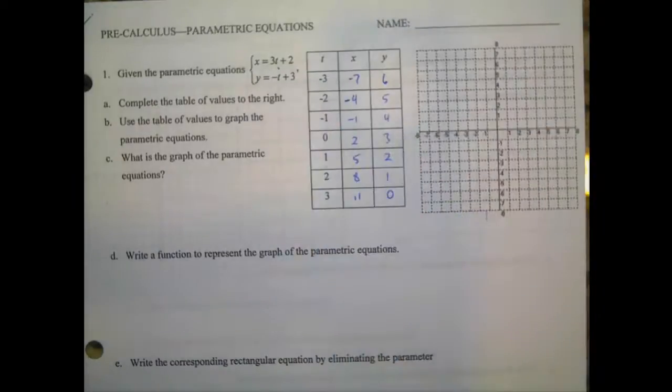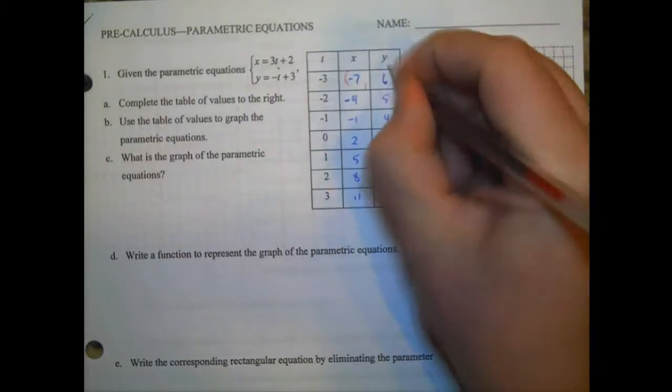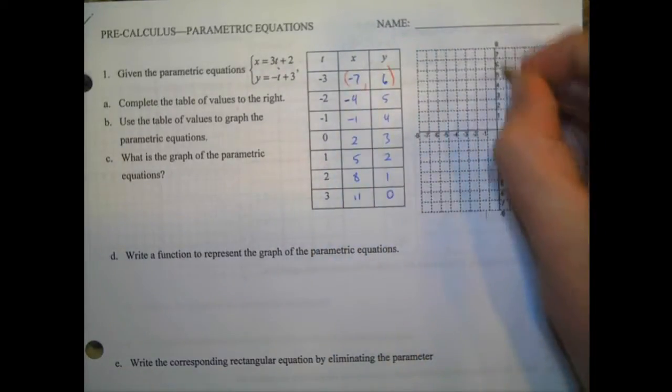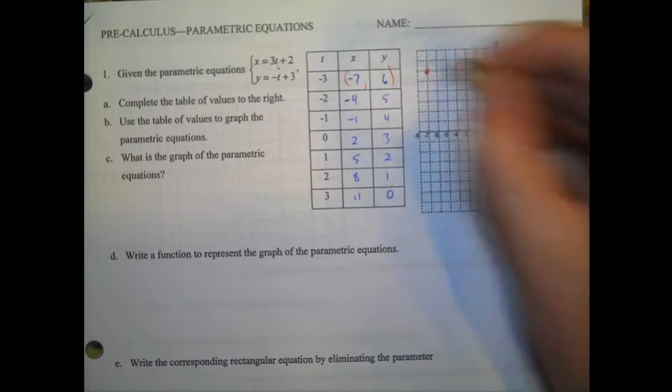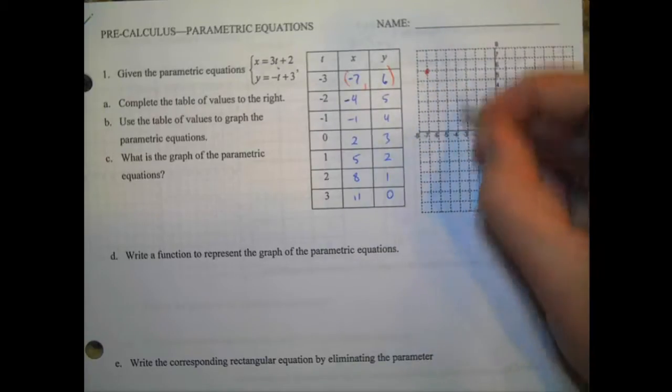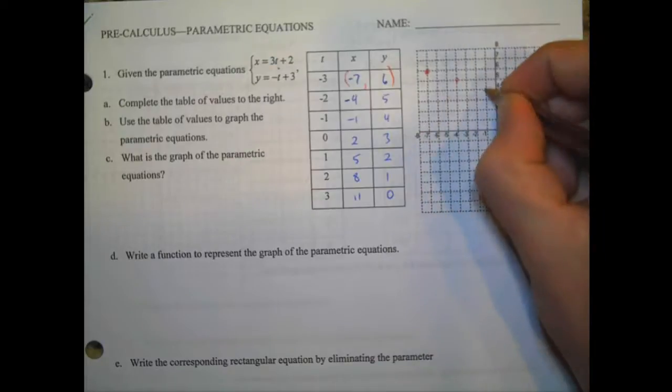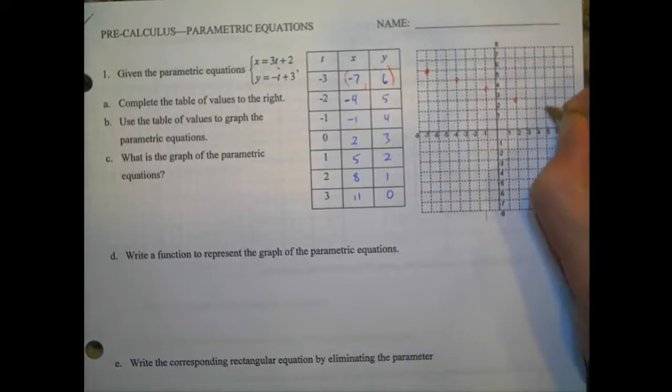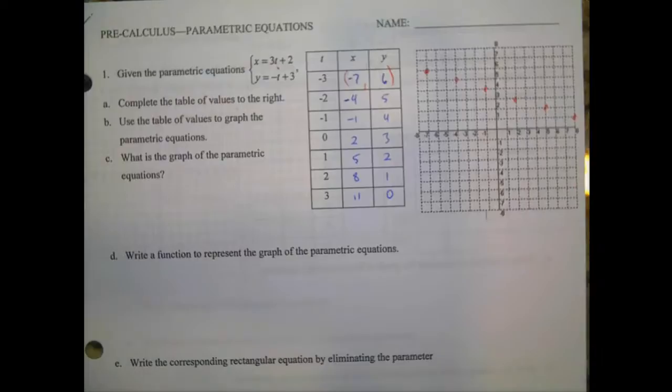So these are essentially coordinates. This is the coordinate -7, 6, so I have -7, 6 right there. And then I have -4, 5, so -4, 5 right there. And then I have the next coordinate, the next coordinate, the next coordinate, and the last one's off my page. So in graphing those coordinates, again, what I'm saying is this is telling us direction.